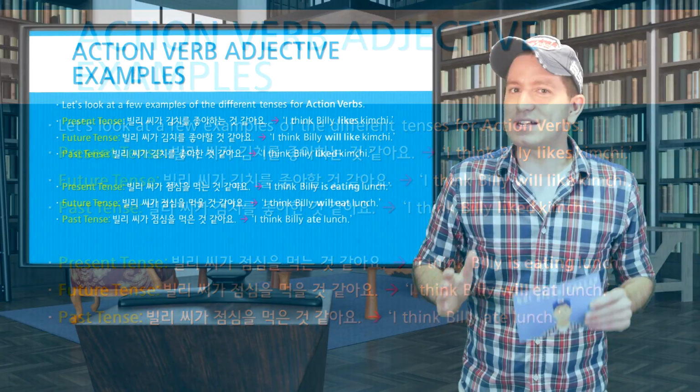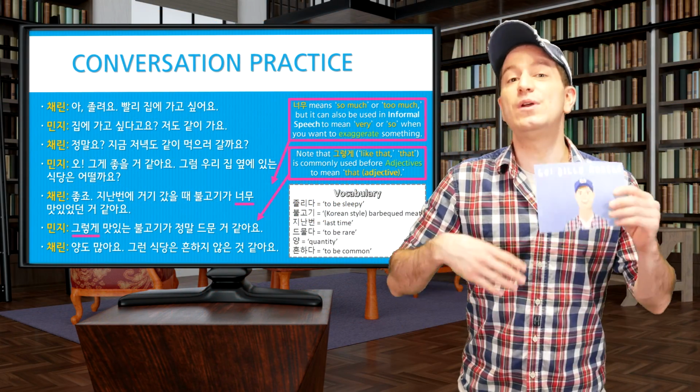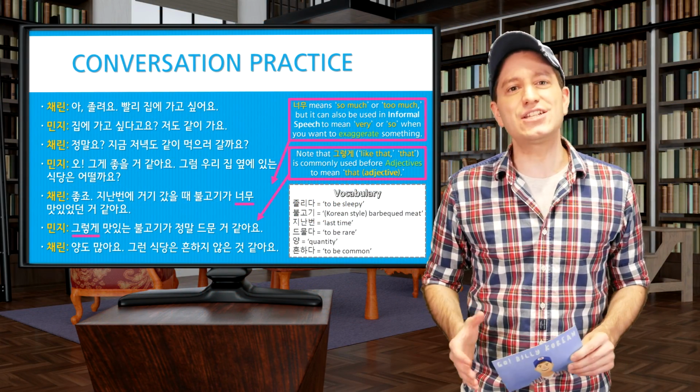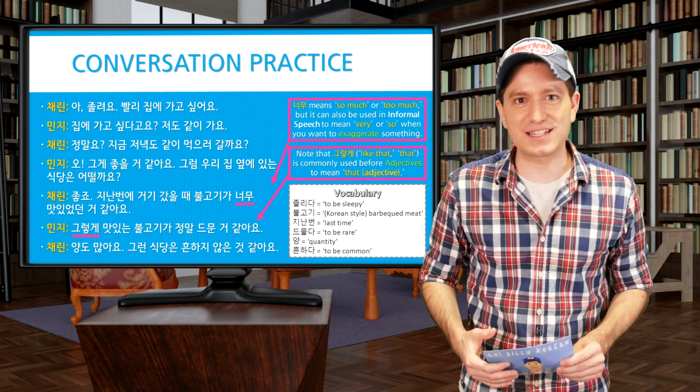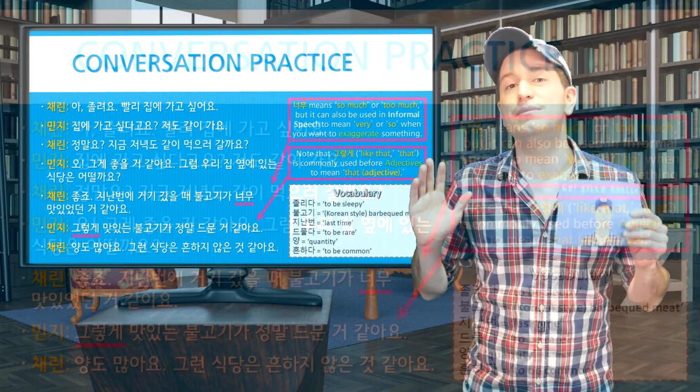Now we'll do some more examples of these forms as well as how we can use it in the future, but first let's just take a look at a conversation practice between two people, 채린 and 민지.